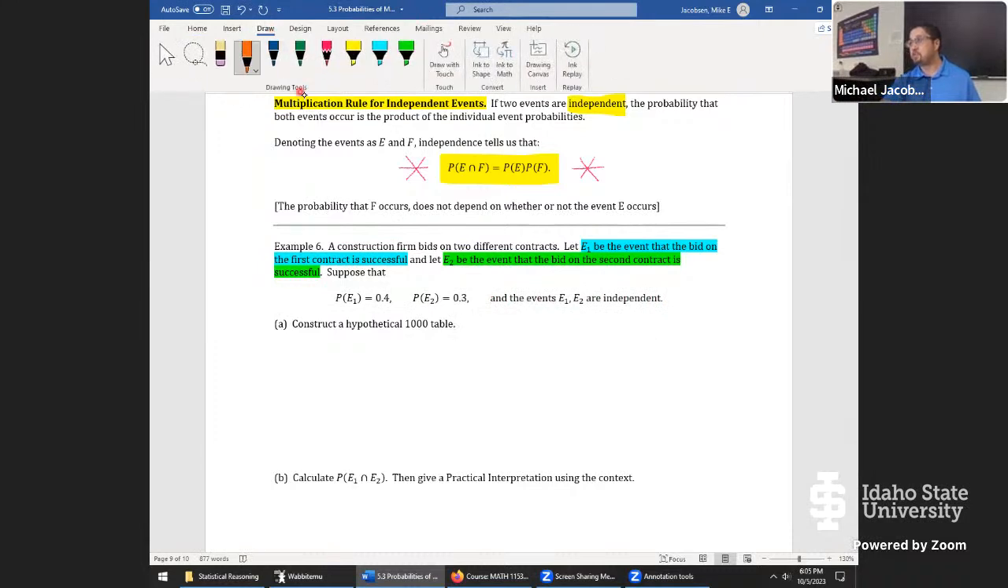But the moment they say that, something amazing is going to happen in the hypothetical 1000 table. But let's first start from first principles. Part A, we want to construct the table, and we already have two probabilities indicated. Probability we win the E1 contract is 0.4, and the probability that we win the second contract is 0.3.